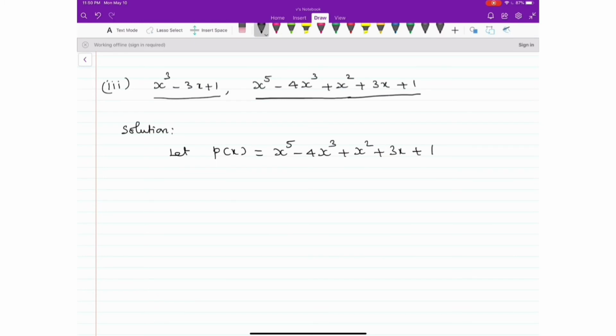But if you see this, x power 4 term is missing. I told you in such case you have to write it 0 into x power 4 so that when you divide you will not go wrong anywhere. So I can write the same polynomial as x power 5 plus 0 into x power 4 minus 4x cube plus x square plus 3x plus 1. So this will be your dividend.